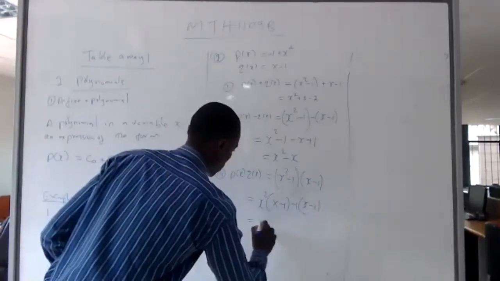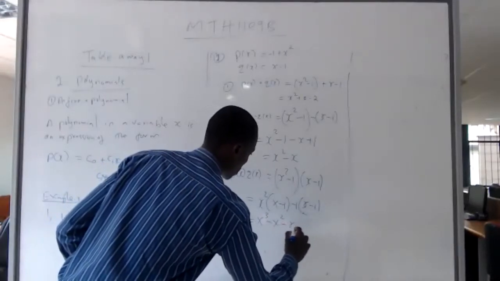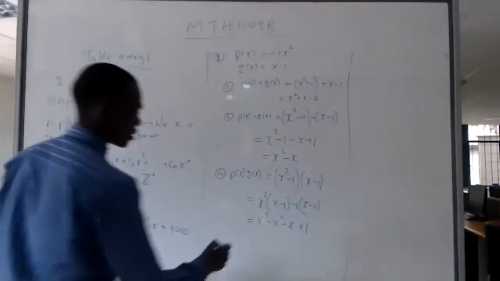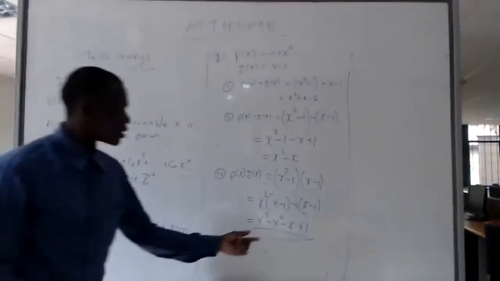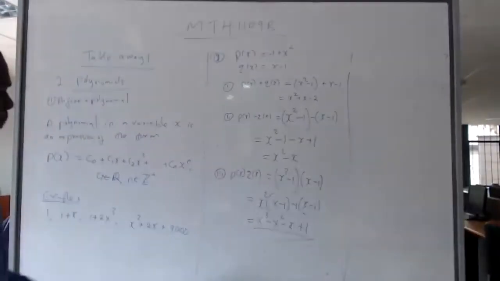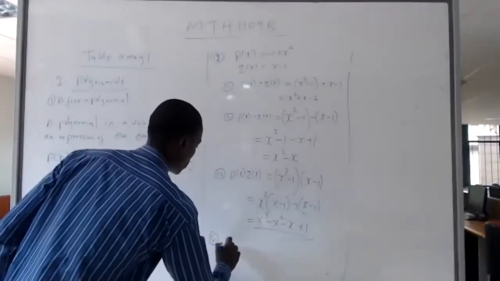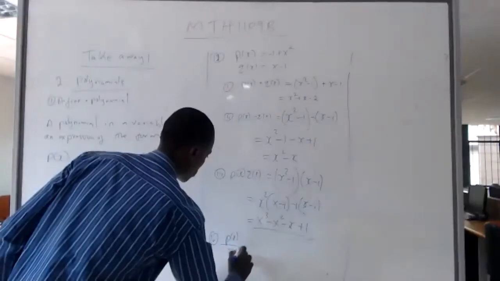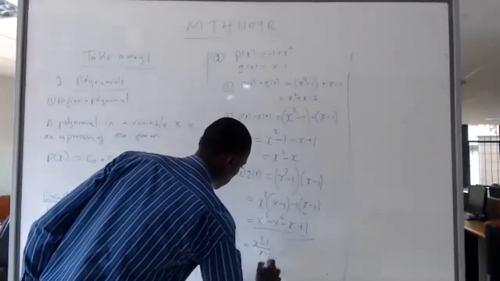Of course, this is x cubed minus x squared minus x plus 1. And this is the result. It happens that you cannot simplify it any further. And then lastly, p divided by q. So this is simply x squared minus 1 divided by x minus 1.